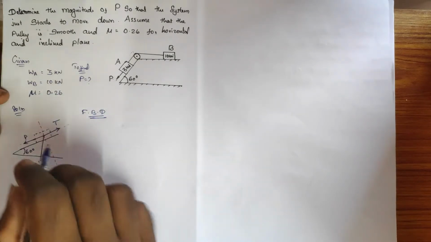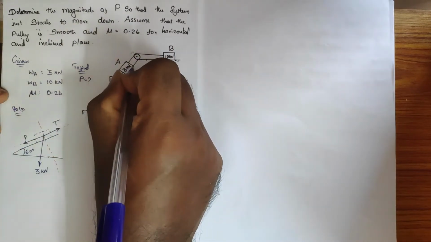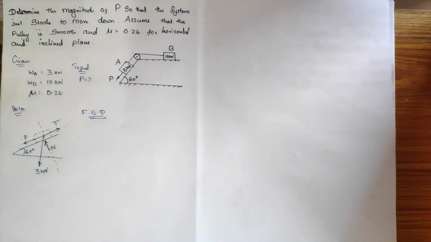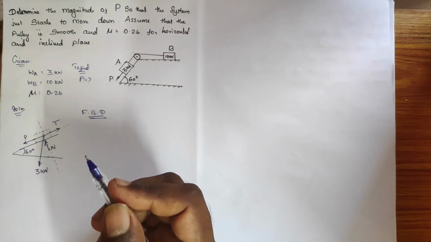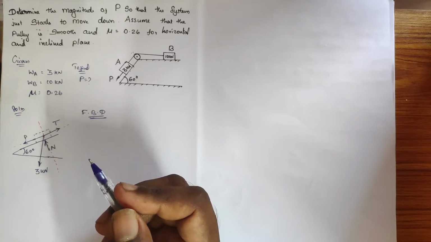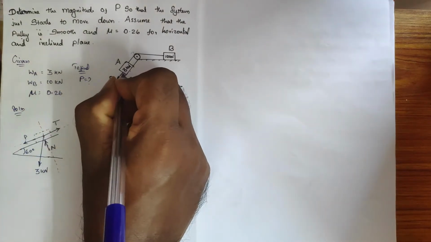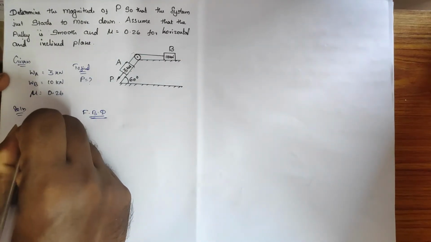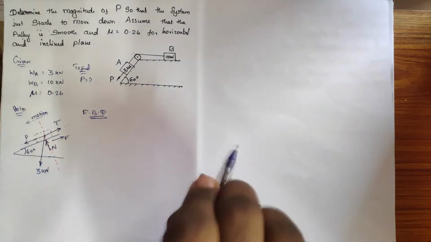Then the normal reaction will act at the contact, just 90 degrees to the surface. What about the friction force? Friction force is a resistant force, an opposing force which always acts opposite to the motion. Here the motion is given as downward, the block is moving downward, so the friction force acts opposite, upward along the incline.